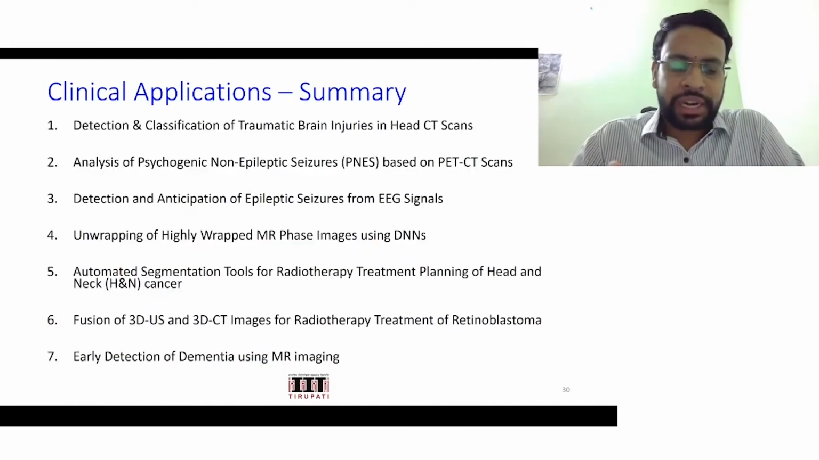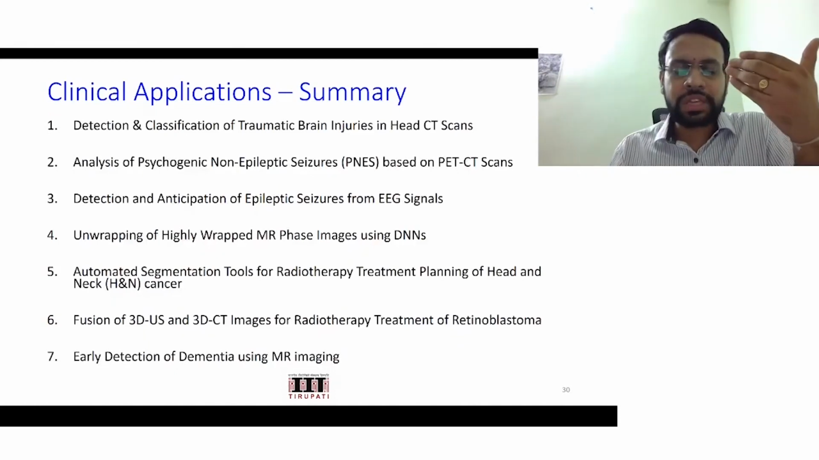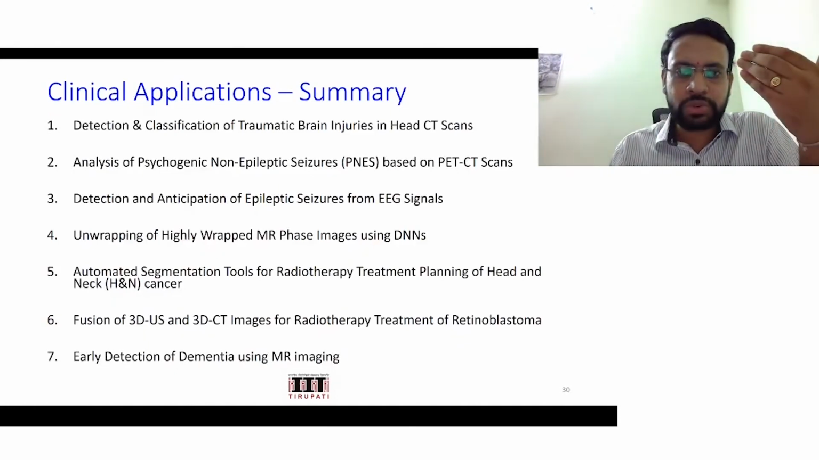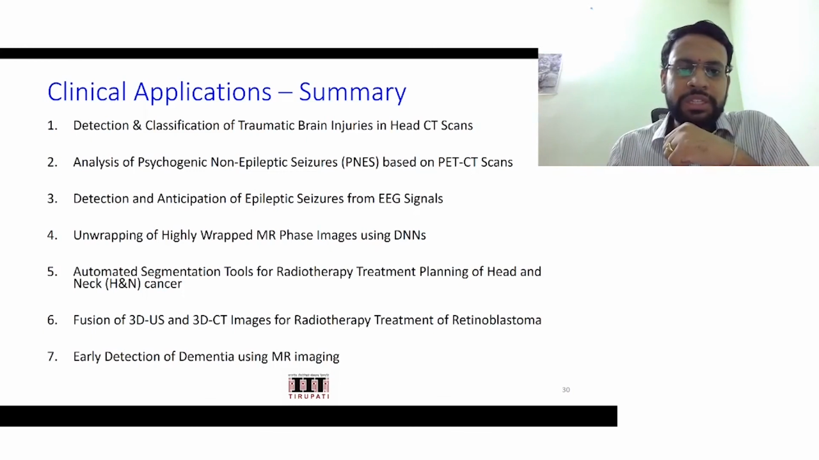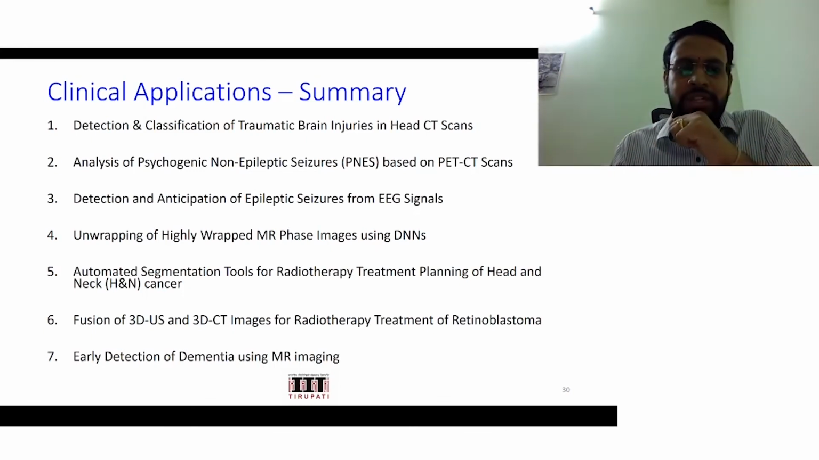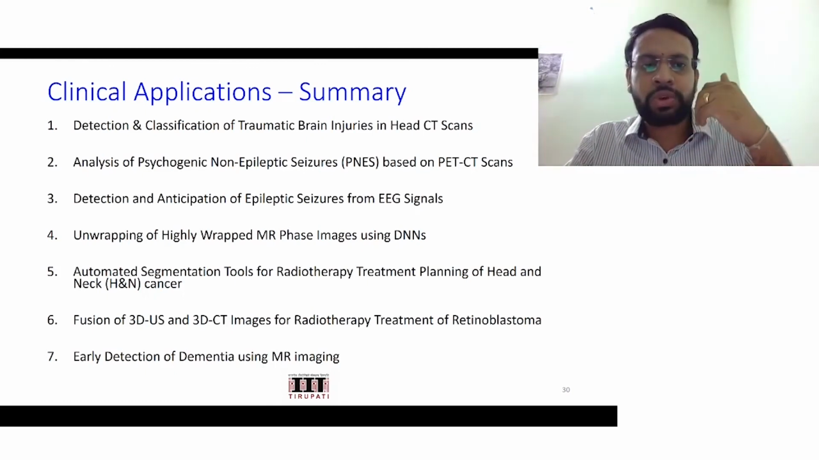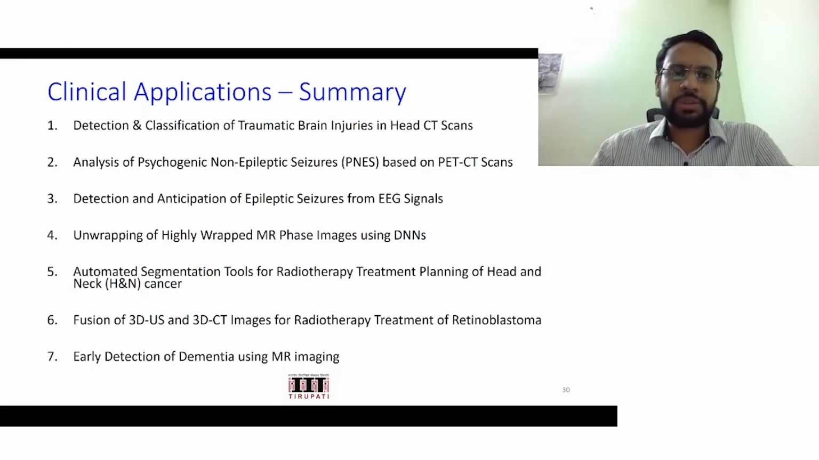So with that, I'll try to wrap up the applications that you would see here. We have seen, for example, the first application was traumatic brain injuries using CT scans. Then psychogenic non-epileptic seizures would be using PET scans as well as CT scans. And the third application is more like a biomedical signal rather than an image, that's where the EEG signal is. And the next one is a conventional signal processing problem of phase unwrapping in MR imaging.